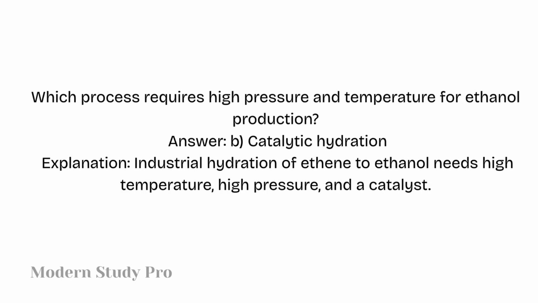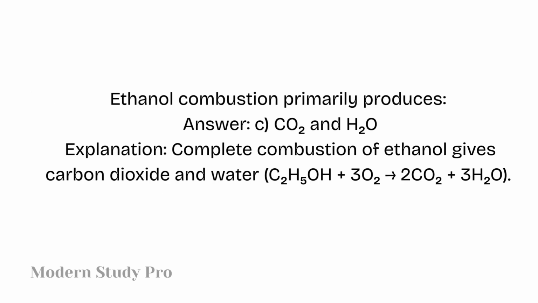7. Which process requires high pressure and temperature for ethanol production? Answer: B. Catalytic hydration. Explanation: industrial hydration of ethene to ethanol needs high temperature, high pressure, and a catalyst. 8. Ethanol combustion primarily produces. Answer: C. CO2 and H2O. Explanation: complete combustion of ethanol gives carbon dioxide and water, C2H5OH + 3O2 → 2CO2 + 3H2O.